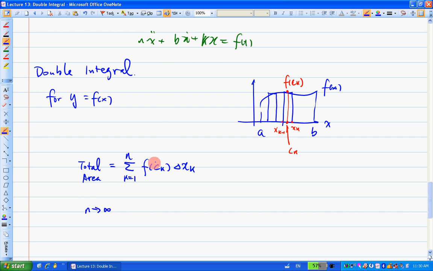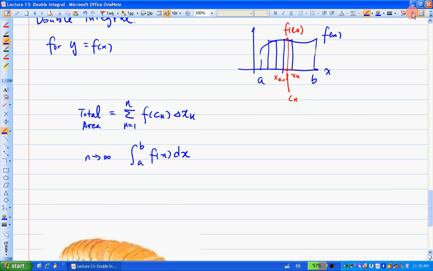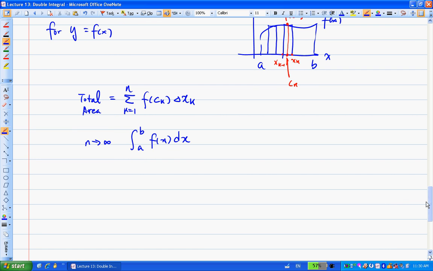then this summation turns into an integral, right? This turns into an integral, and it becomes the integral from a to b of f(x) dx. Okay, f(x) dx. So that's the idea of doing this single variable function integral, right? Okay. So now let's extend the idea to a two variable function, or two variables. Okay, we're going to consider this one now.